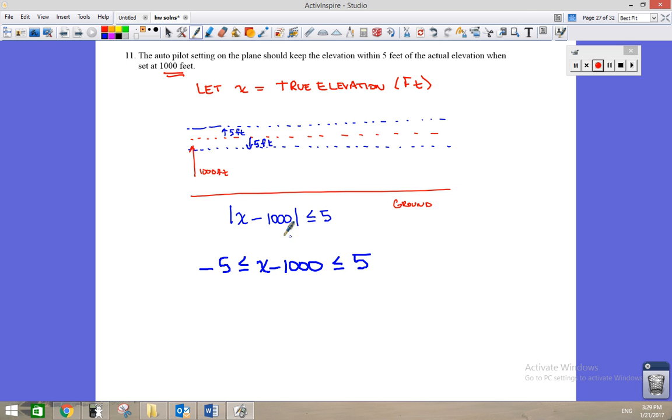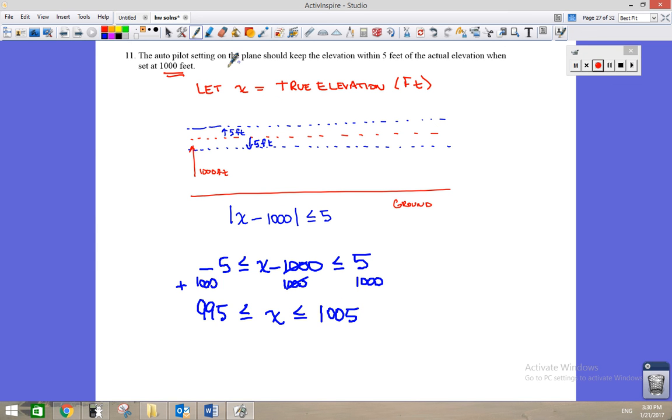Okay, so this absolute value inequality, I can write it as a compound inequality, and now by adding 1,000 everywhere, I can solve this. So I've got 995. If I add 1,000 here, these cancel. And if I add 1,000 here, I get 1,005.